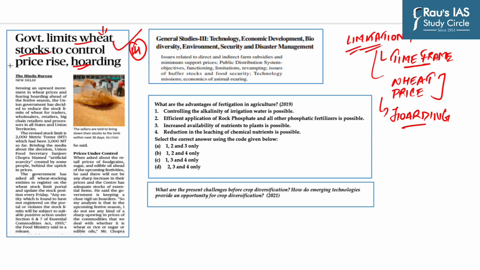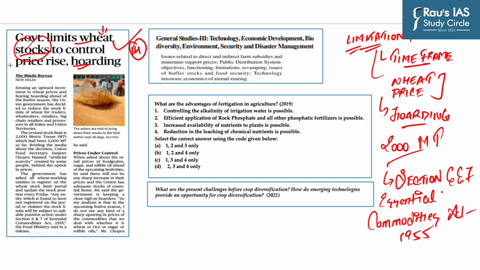So currently the revised stock limit is 2000 metric tonnes, which had been 3000 metric tonnes so far. Also, you should know that the Union government can take action for any violation of the stock limit, and that is under Sections 6 and 7 of the Essential Commodities Act, 1955.